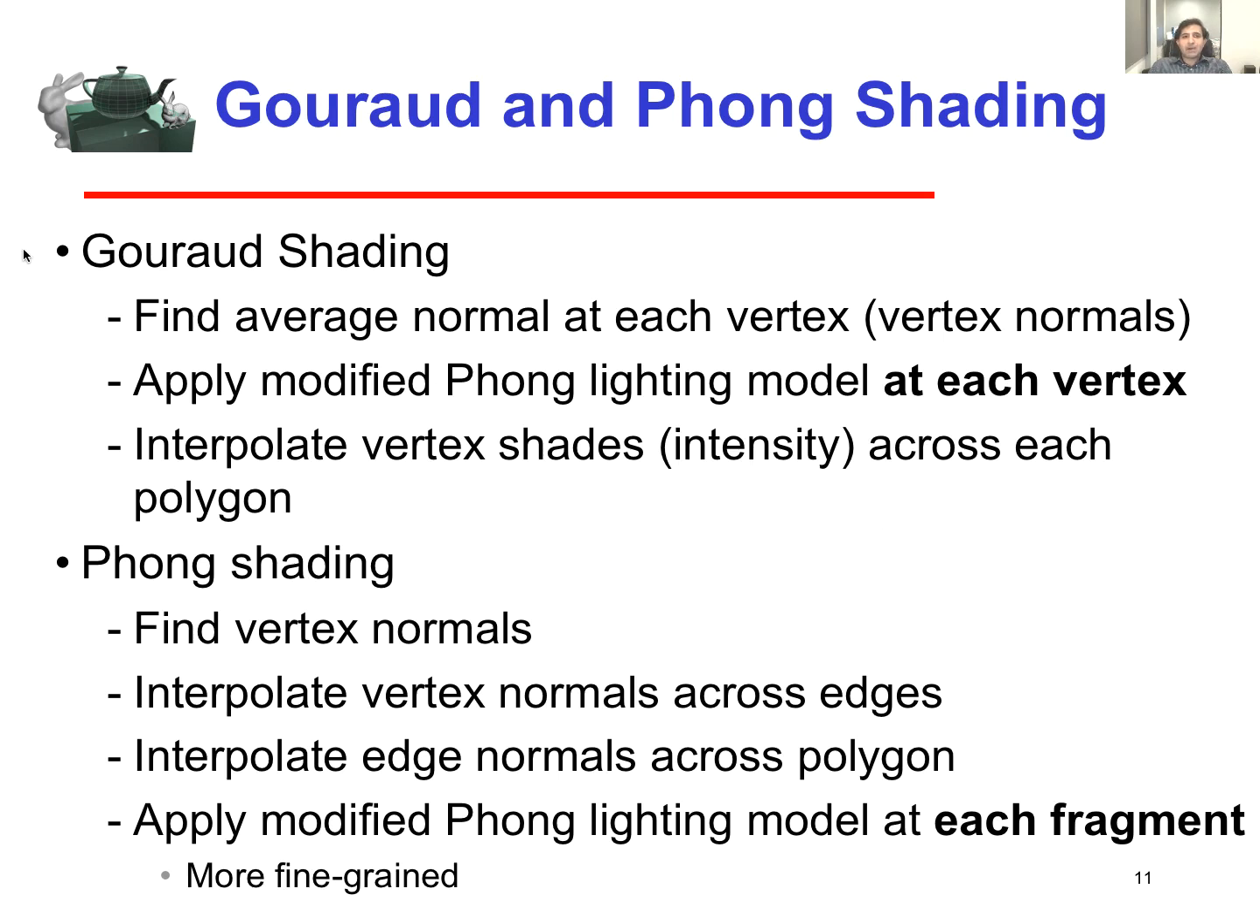Let's look at the step-by-step process for both shading methods. In Gouraud shading, we first find the normals at a vertex to be the average of the normals of polygons that share that vertex. We then apply the modified Phong lighting model at each vertex. The calculated shades will be interpolated by the rasterizer across each polygon, and we are done. In Phong shading, we find the vertex normals first. We then interpolate vertex normals across edges. Then we perform another round of interpolation on edge normals across all the points within the polygon. And then we use the modified Phong lighting model and we apply it to each fragment, and we are done.